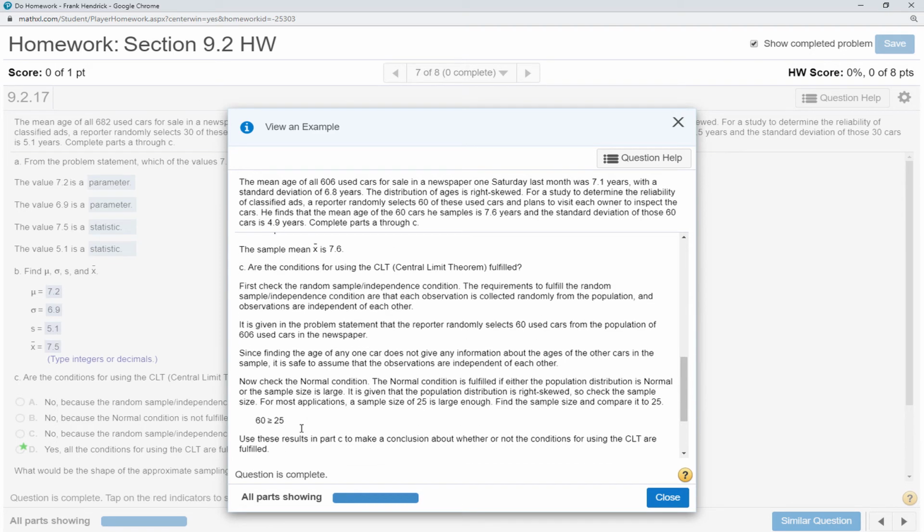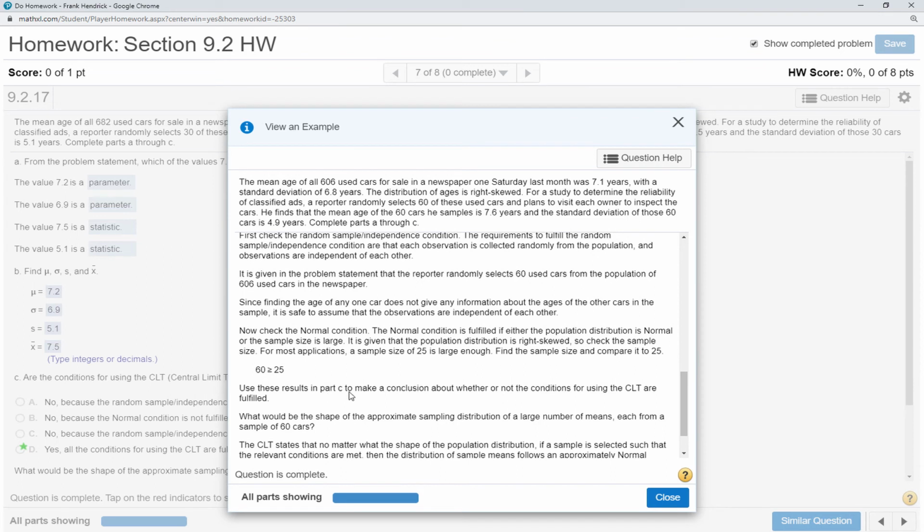So it's not normal, because it says it's right skewed. Check the sample size. 25 is large enough. Yes, so simplify that. So yes, it does fit.